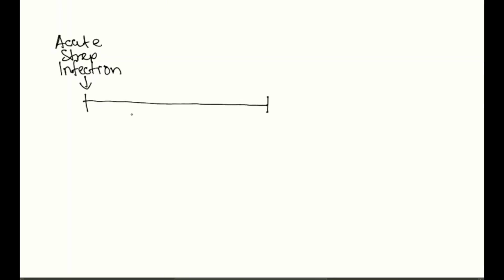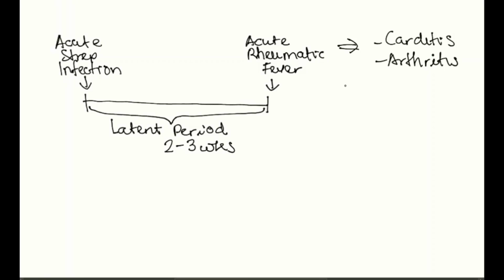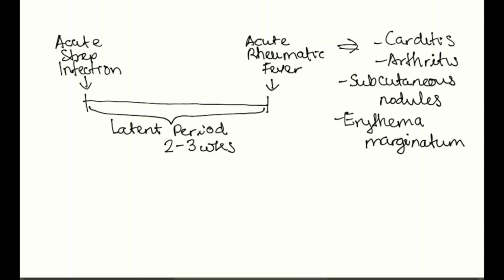The timeline of acute rheumatic fever begins with an acute strep infection. After this, there's a latent period of 2 to 3 weeks before the classical features of acute rheumatic fever develop. These classical features are carditis, arthritis, subcutaneous nodules, erythema marginatum, and chorea.